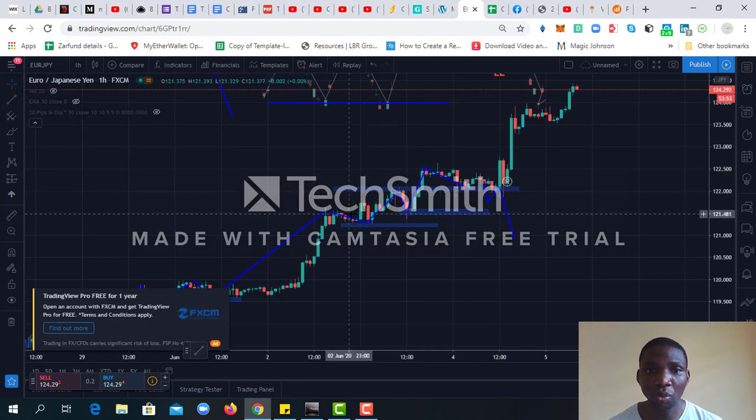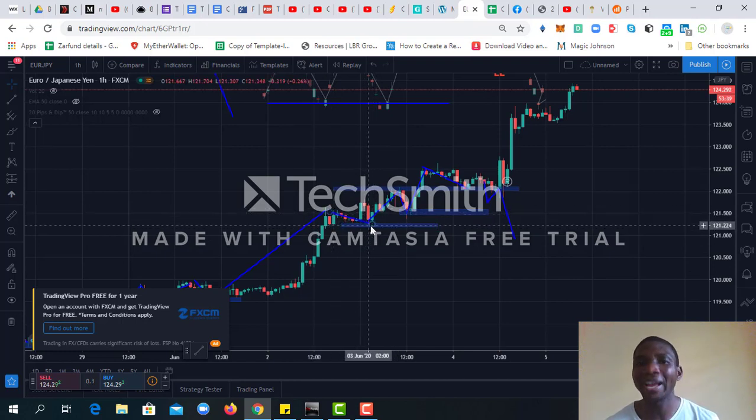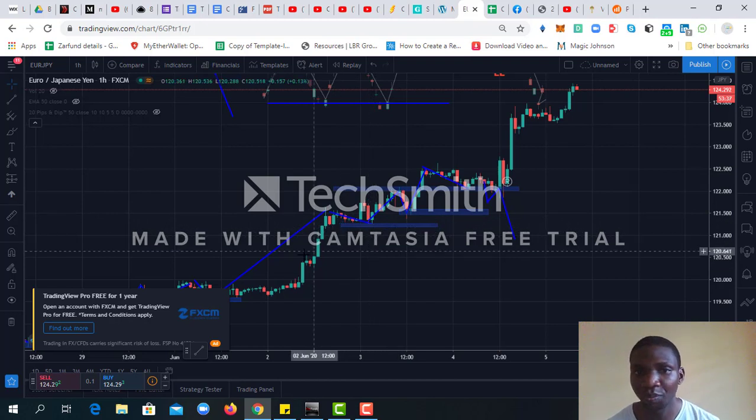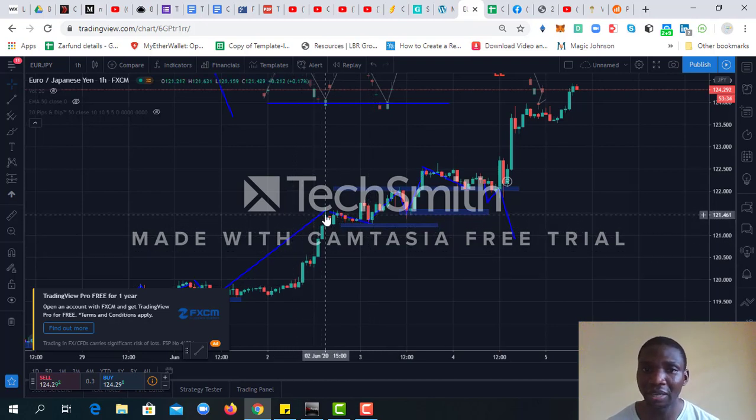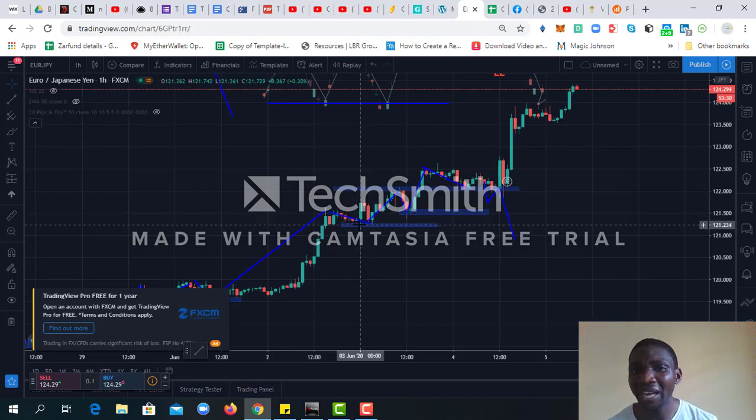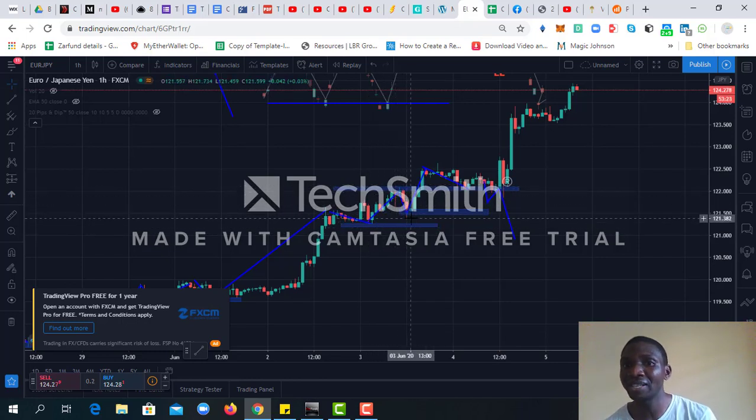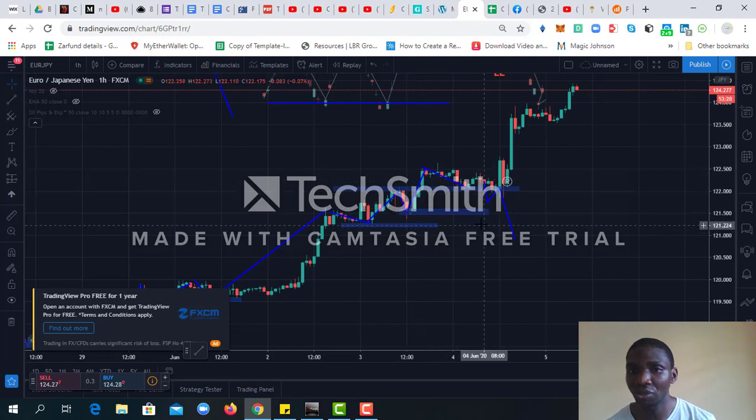What we said was that in an uptrend, whenever price moves up, then retraces, and then moves to a higher point, it gives us a structure. When price moves from here, for example, to this point and then retraces, and then moves to a higher point, it gives us a structure. When price moves from here again, retraces, then moves to a higher point, it gives us a structure.